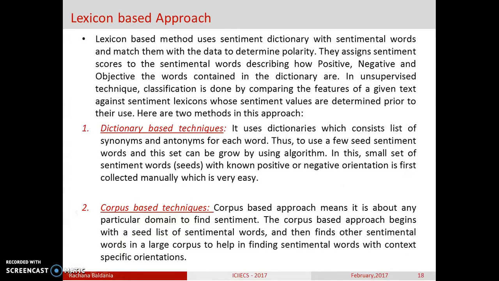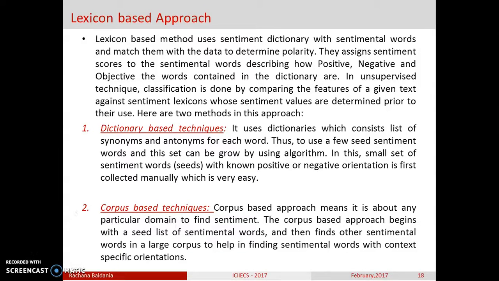Second approach is the lexicon-based approach. Lexicon-based methods use a sentiment dictionary with sentimental words and match them with the data to determine polarity. They assign sentiment scores to the sentimental words describing how positive, negative, and objective the words contained in the dictionary are. In unsupervised technique, classification is done by comparing the features of a given text against the sentiment lexicon whose sentiment values are determined prior to their use. Here are the two methods in this approach.